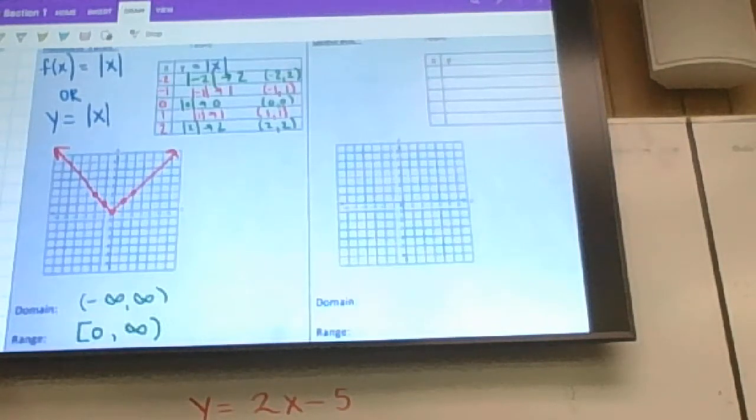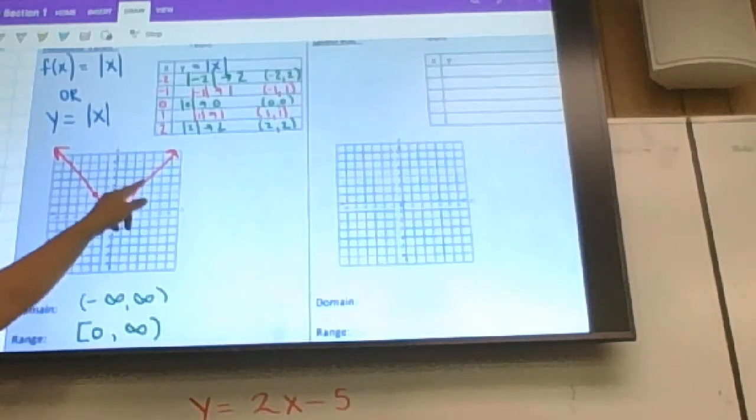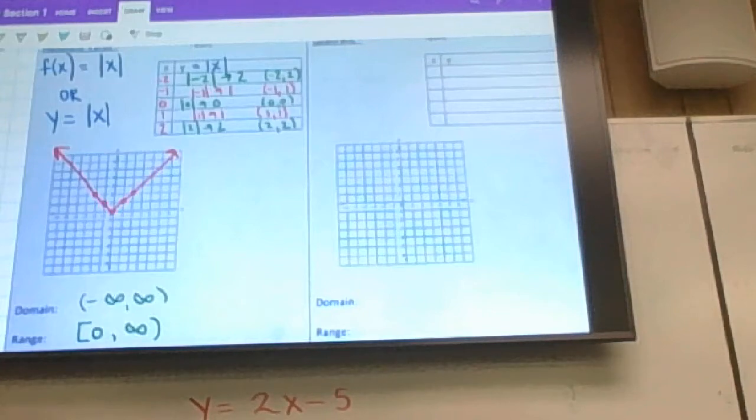So this is called the parent absolute value function because it's super basic. There's no numbers. You could put a number here, a number here, but it goes to the origin, and then the slope on each branch is up 1 over 1, up 1 over 1.